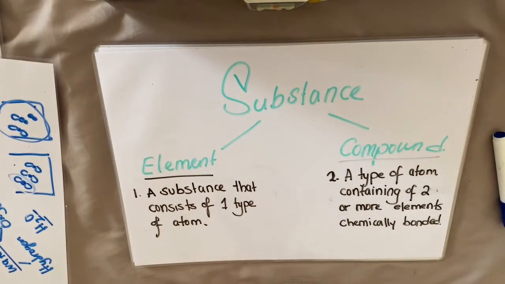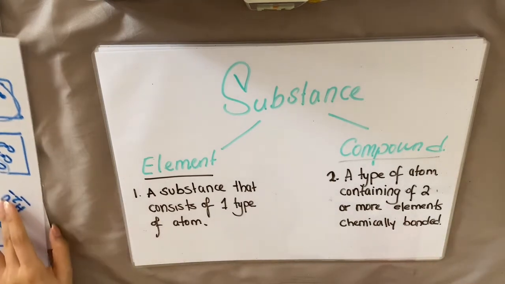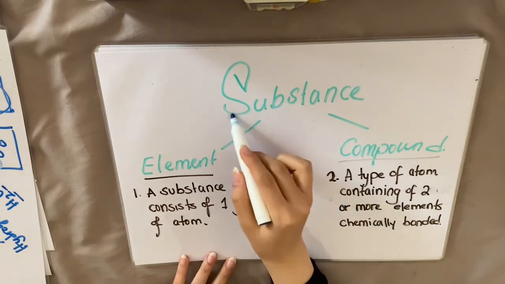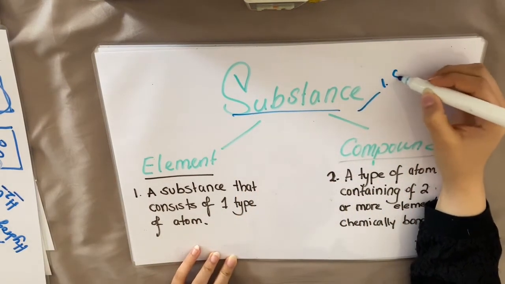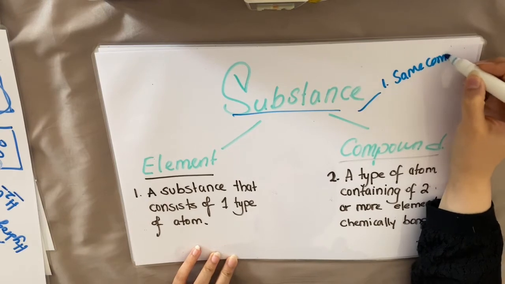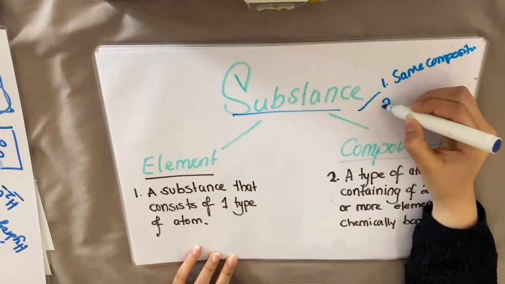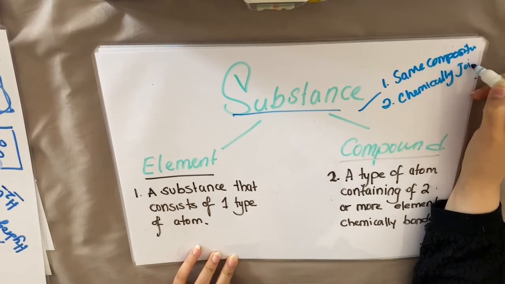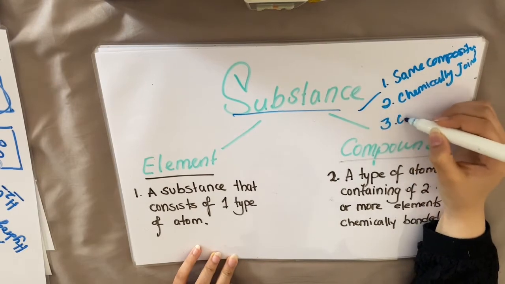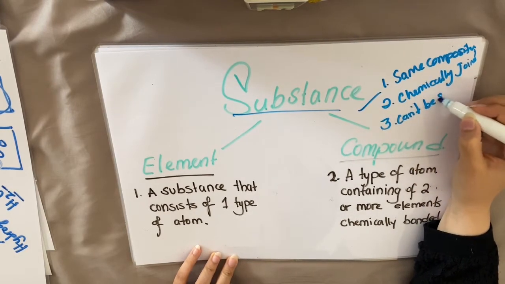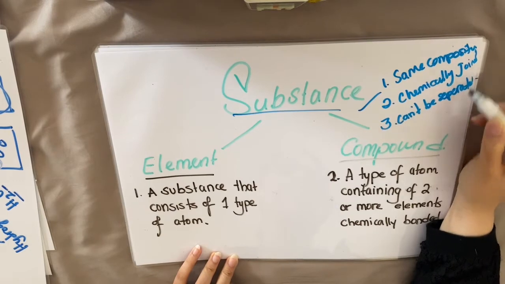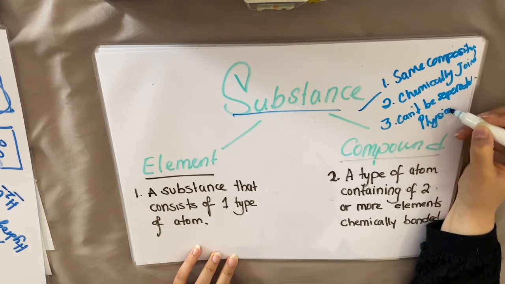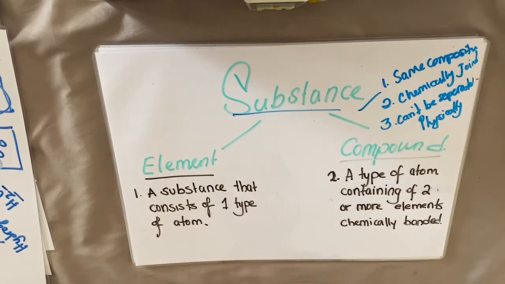Let's take a look at the classifications of substances. There are two main classifications of substances. We agreed that substances have, first of all, the same composition. Second, chemically joined. And finally, can't be separated by physical means, or can't be separated physically. This is the definition of a substance, and these are the classifications of a substance.